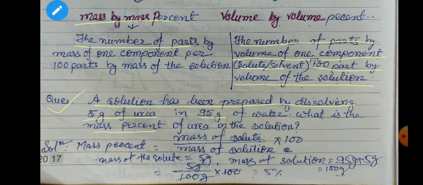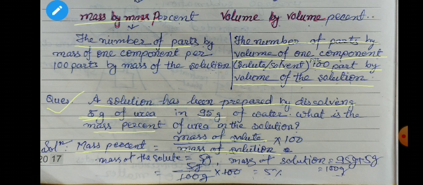Here, first of all, we should know the formula by which we can find out mass percent. The formula of mass percent is the mass of solute by mass of solution into 100. By using this formula we can find out the mass percent of a solution, or concentration of a solution.